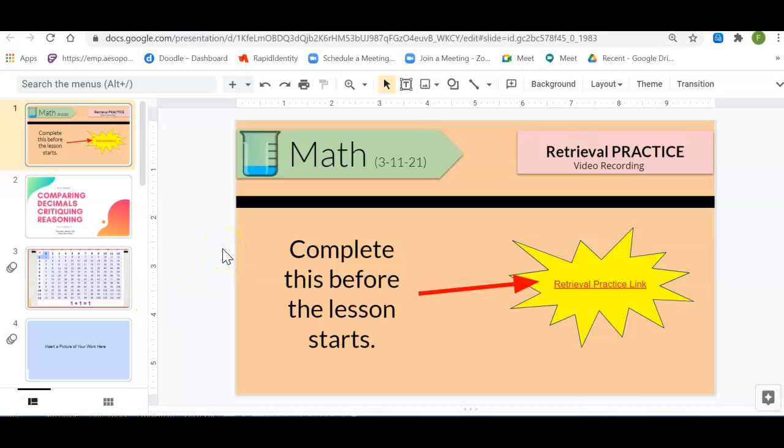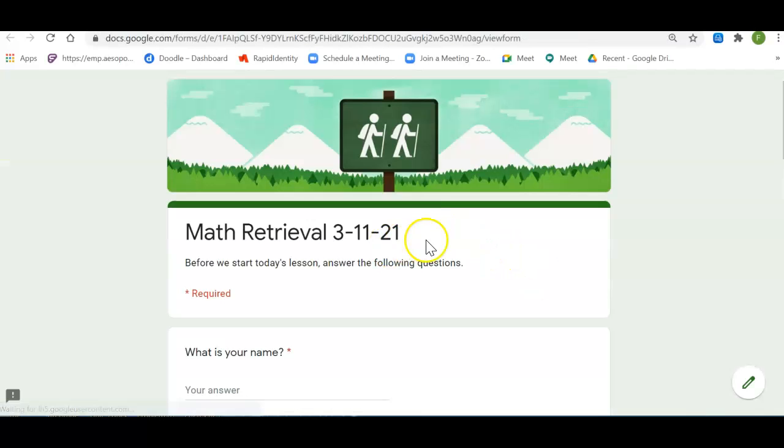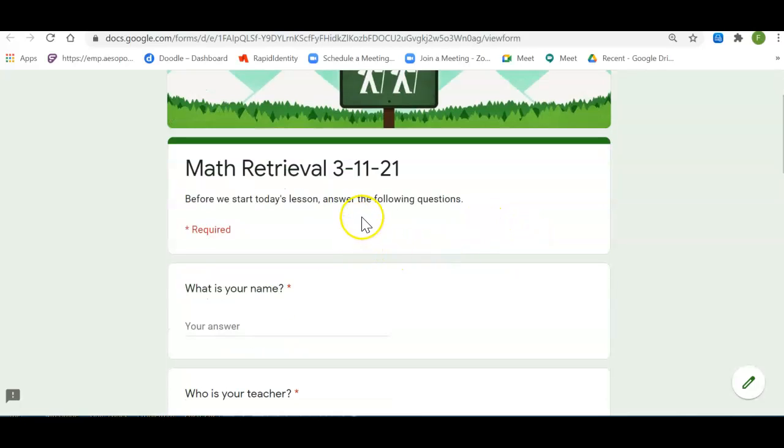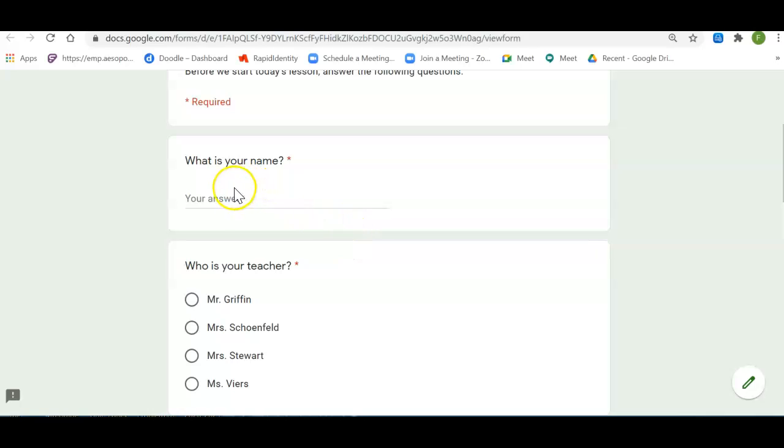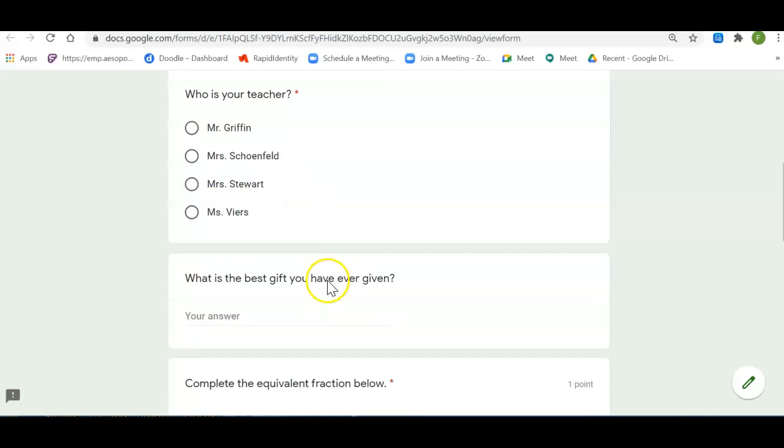Hey students, before we start our lesson today, remember we've got a retrieval practice link that you need to complete. On that very first slide, click on the retrieval practice link, then click on the Google form, Math Retrieval 31121. What is your name, your first and your last name? Who is your teacher? Whoever your homeroom teacher is, click on that.